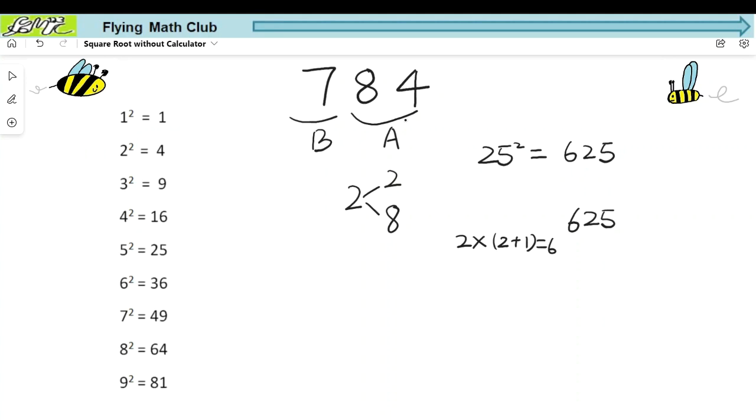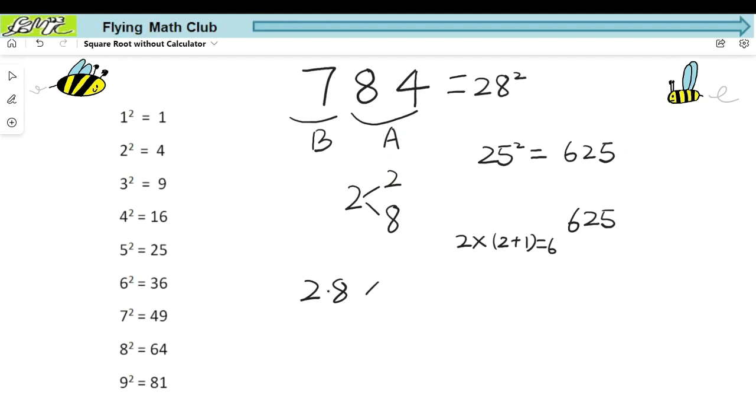625 is less than the target number. So the target square root should be greater than 25. So we pick 28 as the target square root. You can validate it using a calculator. Let's calculate it directly.